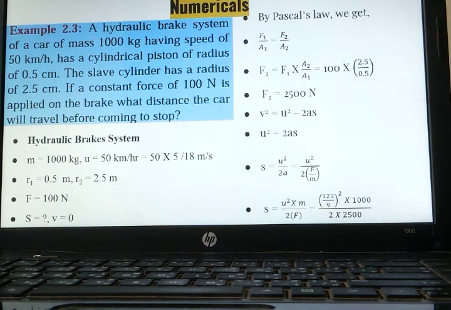Next sum: a hydraulic brake system of a car. The car's mass is 1000 kg, and it is moving with a speed of 50 km per hour. So let us write the given. Mass of this car is 1000 kg. The car is initially moving with a speed of 50 km per hour.